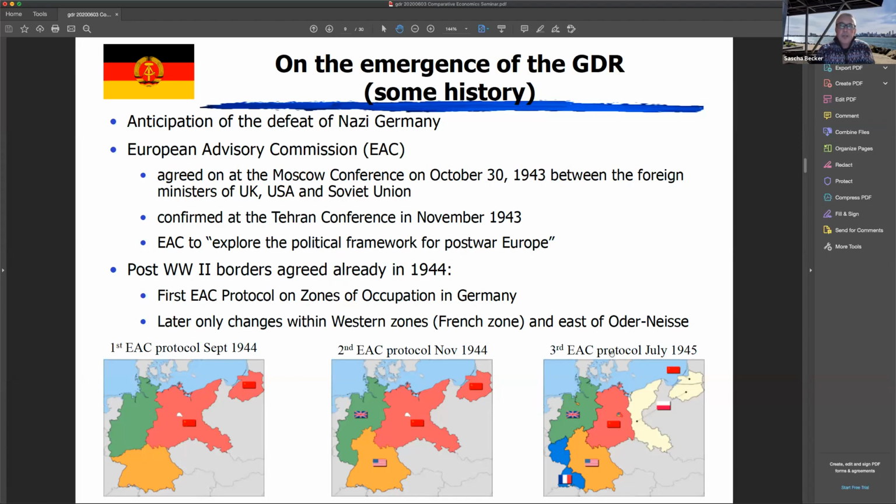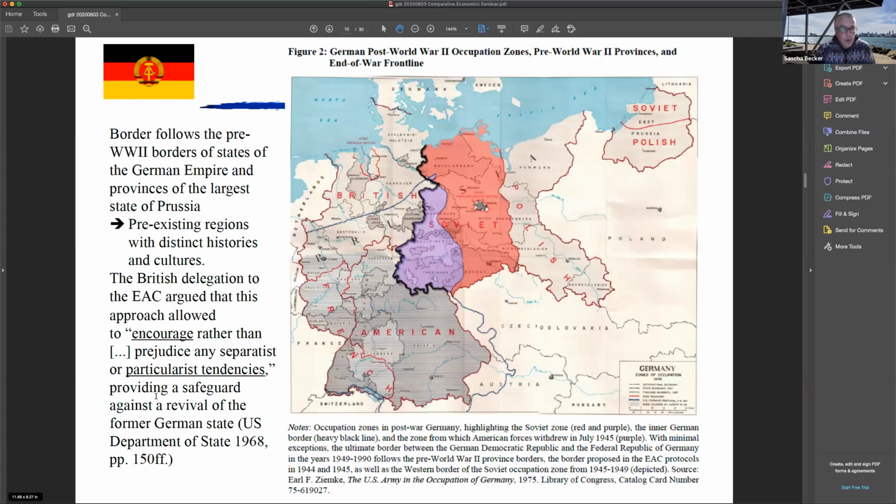And the final protocol of the EAC in July 1945 then also gave some space to the French in the western part, but the Soviet bit in the east remained the same. What came in was that Poland would become an independent country again. But the border between the 2 Germanys, or what ended up being the 2 Germanys in 1945, was already delineated in September 1944, so well before the end of World War II. So one might have expected that maybe the border between the 2 Germanys is where the tanks stood in May 1945 when World War II ended, but that's not the case.